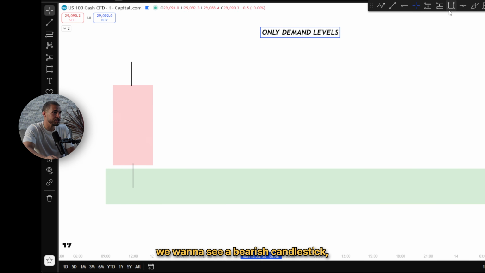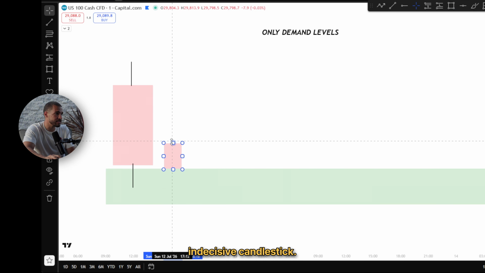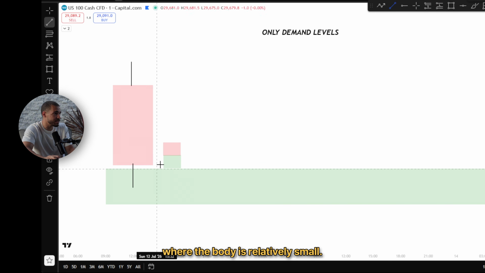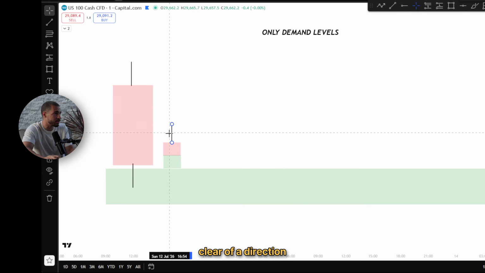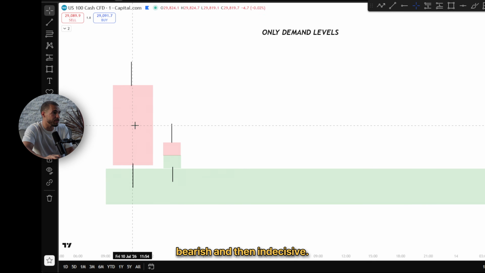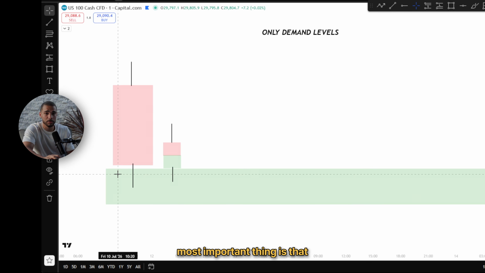We want to see a bearish candlestick, and then we want to see an indecisive candlestick. It doesn't matter whether it's bearish or bullish. Just the most important thing is that this candlestick prints as an indecisive candlestick. Now, an indecisive candlestick is going to be where the body is relatively small. You know, price really didn't show that clear of a direction and usually has a long wick like this. So it doesn't matter whether this wick's below the previous, whether it's within the previous. All we want is bearish and then indecisive. The most important thing is that they touch our demand zone, and then this is it.